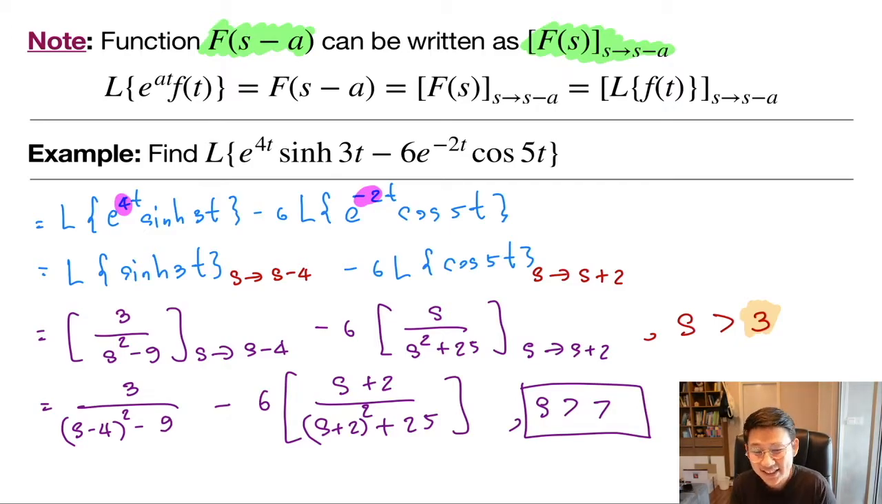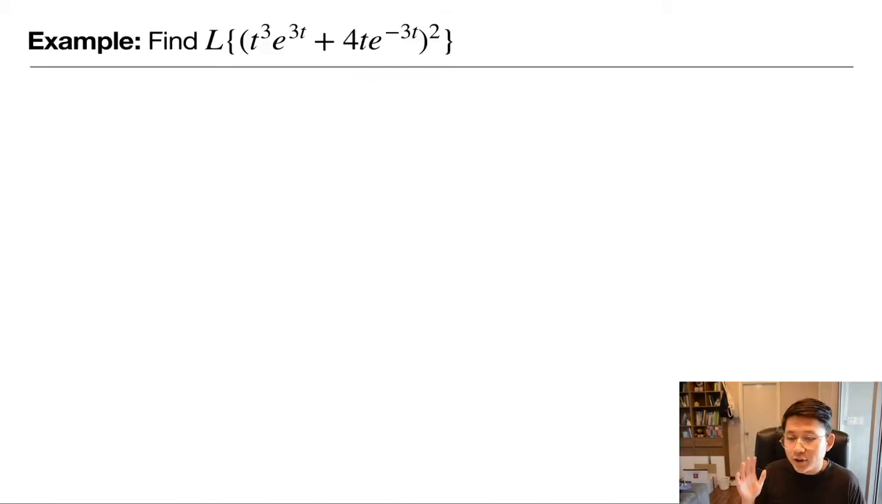It's easy, isn't it? Okay, first you just need to look at the technique, e to the at f(t). So you take the Laplace transform of sine 3t, and then you do the substitution s to s minus 4, right, which is from e to the 4t. And then you do the Laplace transform of cos 5t, and then you change s to s plus 2, which is s minus a. And then you just do the Laplace transform. That good? Okay, next question.